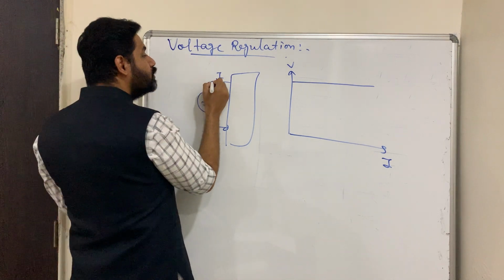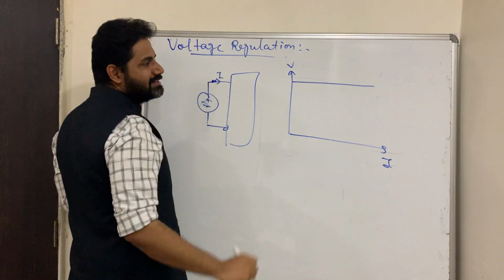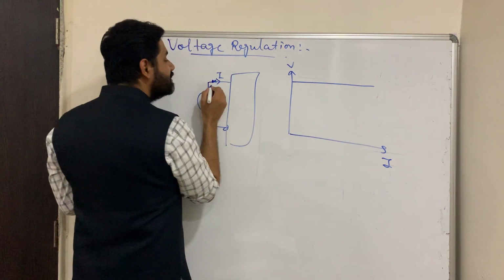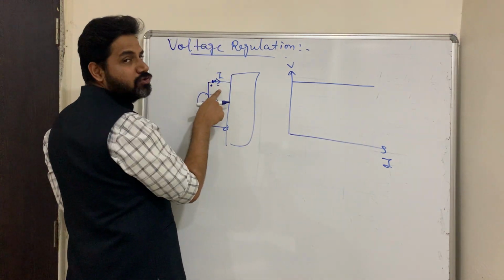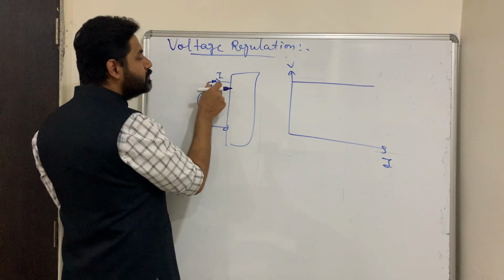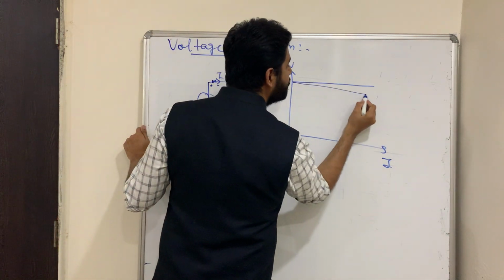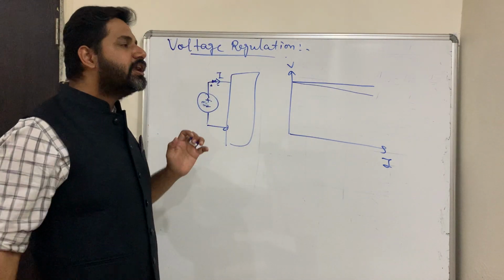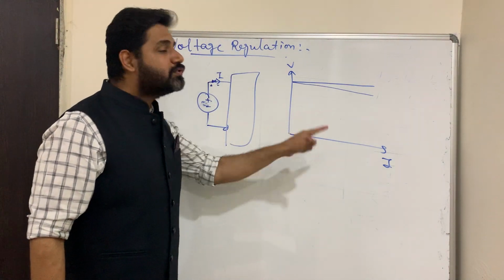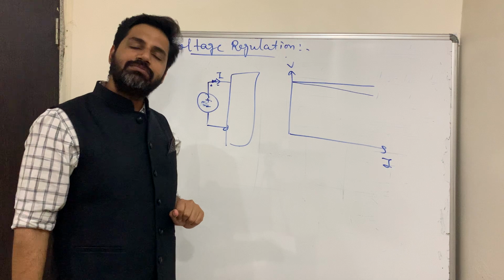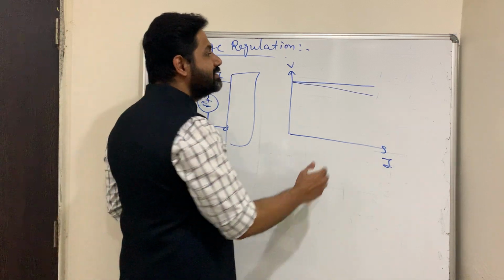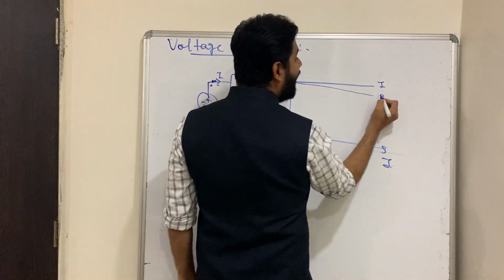And in a practical source, you must have seen there was some resistance introduced. So as current increases, what happens? A voltage drop occurs over here, and this minus this will come across the output. So as current increases, the voltage slightly reduces. So this is where regulation comes into existence. Fine. So this is the ideal one and this is the practical one.